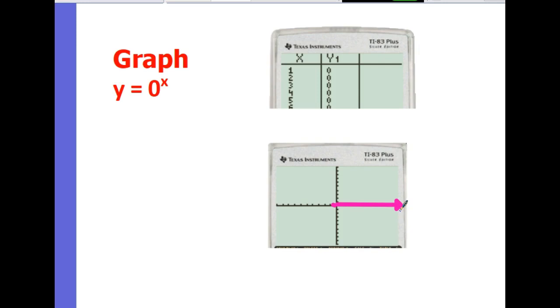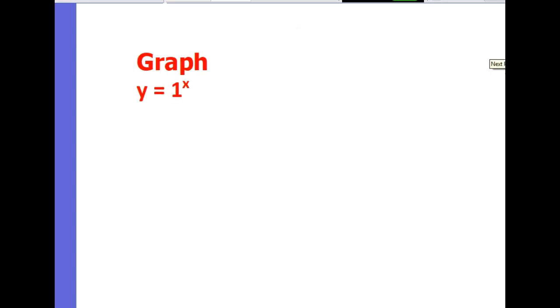So if you look at the table, you will see that it is constantly 0. So there is a graph right there. It's just right on top of the axis. Is that growth or decay or neither one? Because it stays flat. Okay, now look at 1 to the x power. What do you see if you put 1 to the x power?